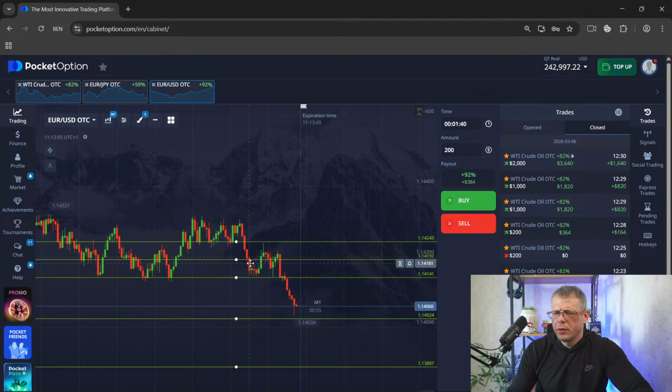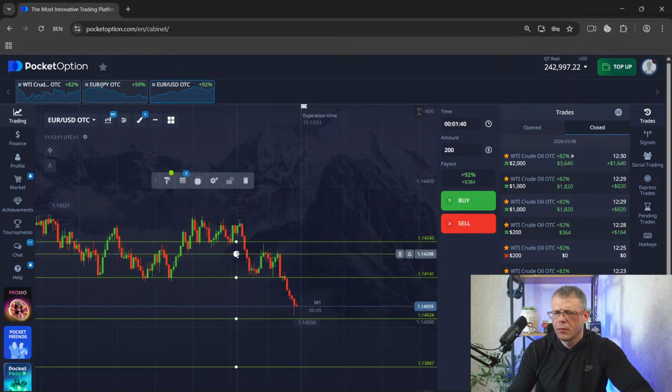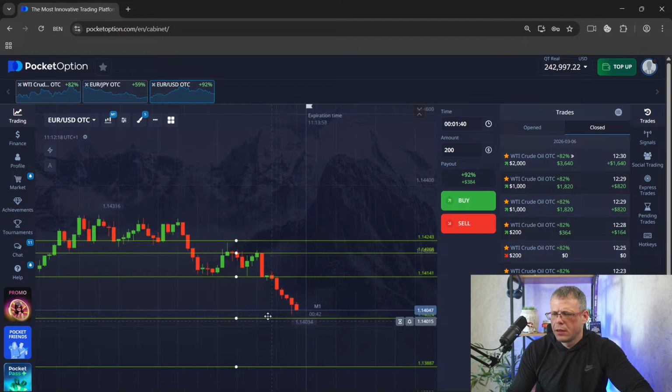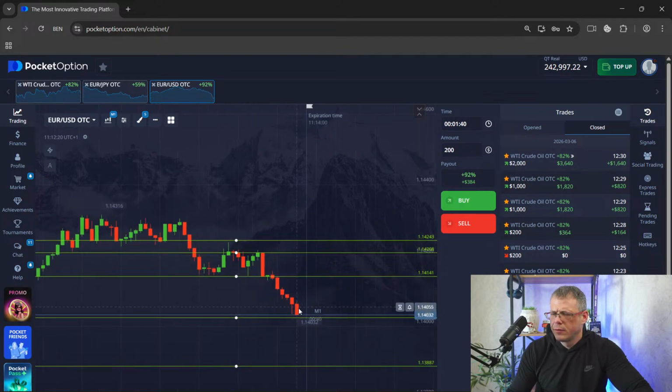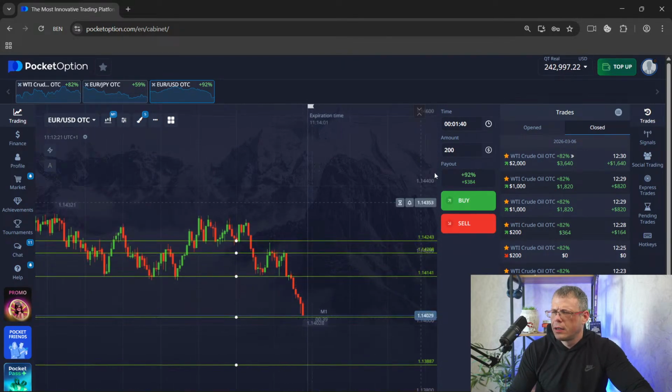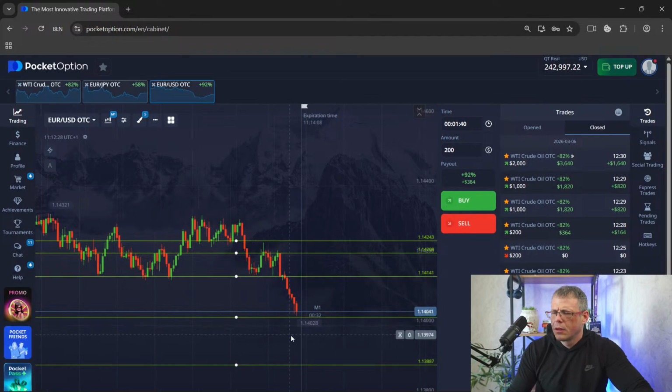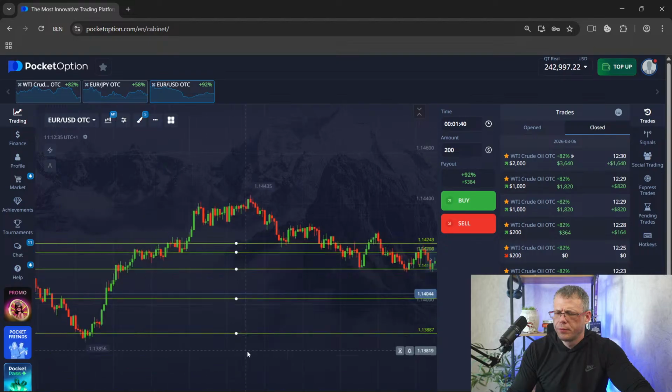Here it went a little bit above. Yeah, something like that. And the downtrend, this is already played out. We can't enter a trade here. 1 minute and 40. And we're going to wait for another opportunity to come.